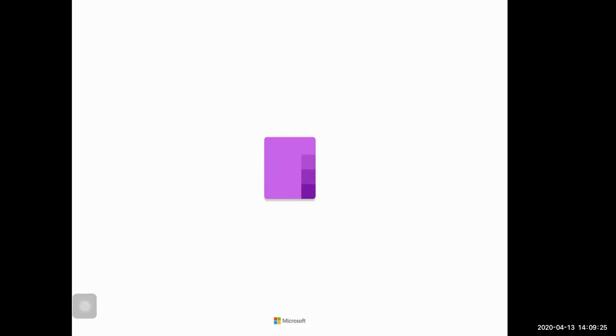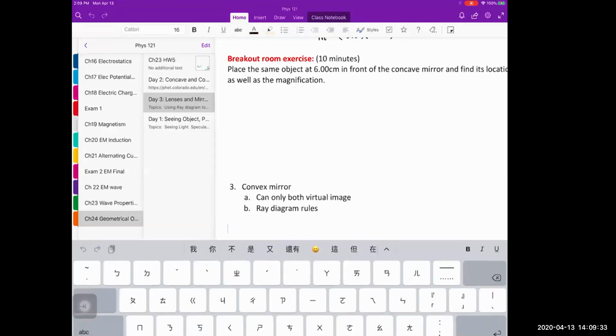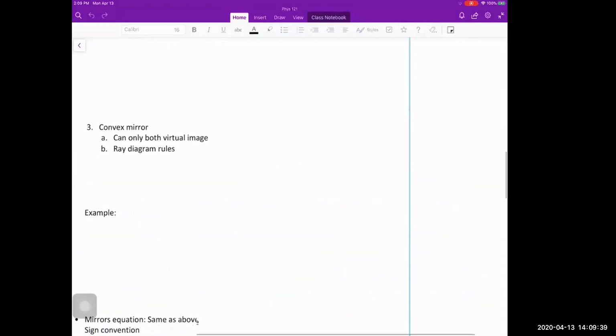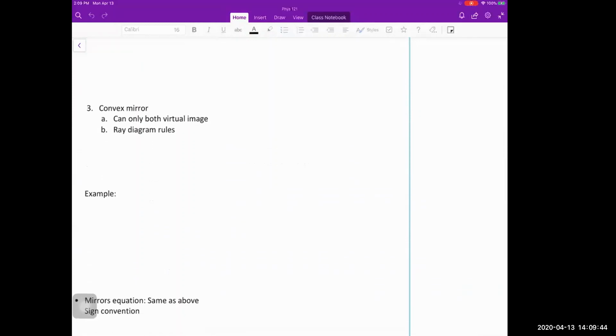So any question about that concave case? Okay, if you don't have any question about the concave case, then let's do the convex real quick. It's the same way that you do the ray diagram, and the rule is about the same. You only need two rays: one is the ray parallel to the axis, and the other is a ray that goes through the center. If you do that, you can also find the location of the image. So the rules for that are these.